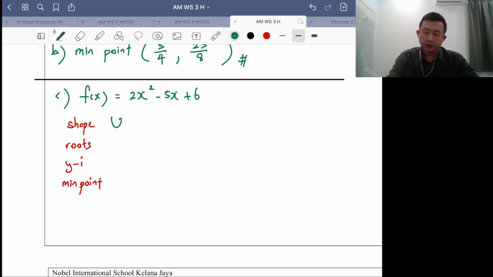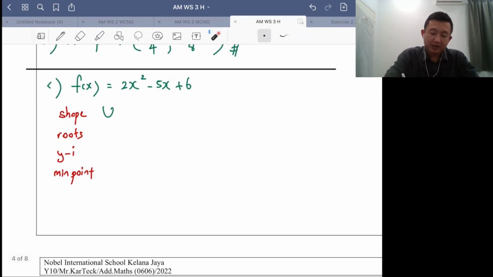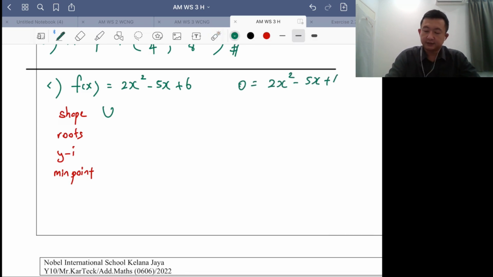The roots, if you want to find the roots, make sure you let this equal to 0. So you have 0 equals 2x squared minus 5x plus 6. Okay. You can solve this using your calculator, but eventually you'll face one problem. You can try and see.